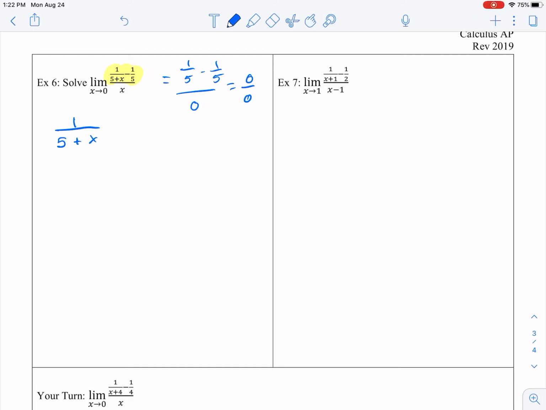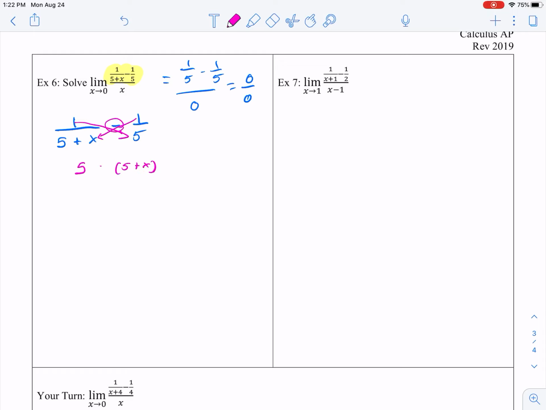But this is the coolest thing. Easiest way to remember how to do fractions. You got to get a common denominator. Okay? First thing you do is multiply those, and you get 5. Then you're going to multiply those, and you get 5 plus x.